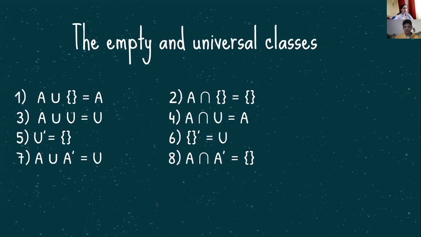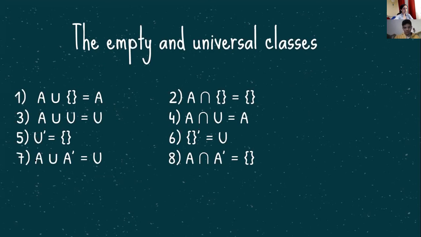A intersection U is just A. U dash is just the empty set. Everything that's not in the universal class, so there's nothing that's not in the universal class, right? So this is just saying that U dash is the empty set, and the empty set dash, or phi dash, is just U.